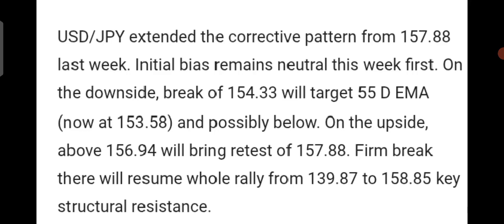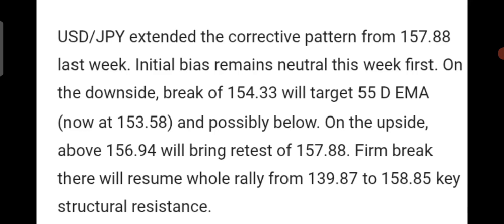Now, we are looking at the market for now. It appears to be neutral. But we are able to locate important levels on the chart, the resistance levels and the support levels.